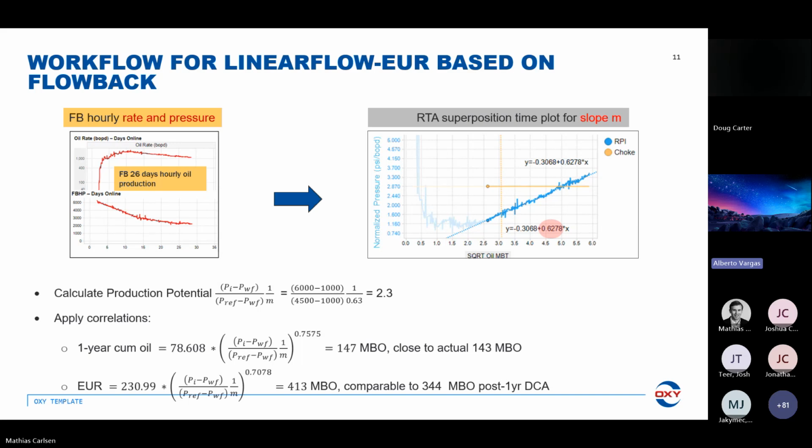And then later, after 1 year, we saw this well has 143. It's amazingly close. I didn't expect it to be so close. And then for the EUR, again, you can plug in that production potential to calculate the EUR, 413 MBO, which is comparable to the 1 year DCA of 344. Not so close, but I think it's close enough.